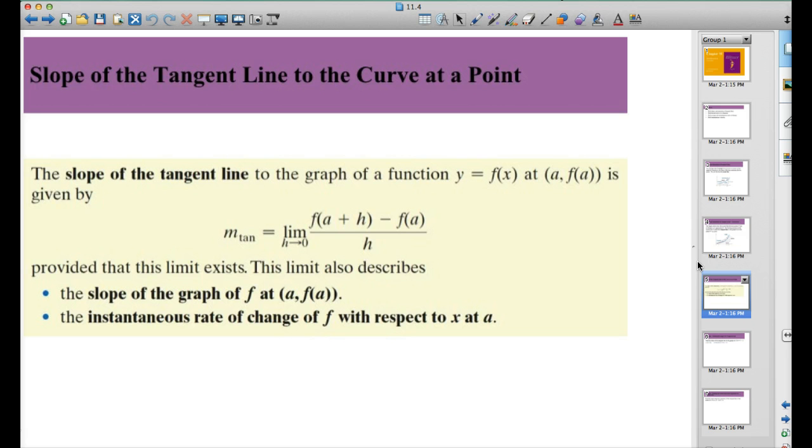The slope of the tangent line to the graph of a function y equals f of x at (a, f of a) is given by this. The slope of the tangent line is equal to the limit as h goes to 0 of f of a plus h minus f of a over h, provided that the limit exists, and the limit also describes the slope of the graph at a and the instantaneous rate of change of f with respect to x at a. So this is my slope of a tangent line equation as h goes to 0.